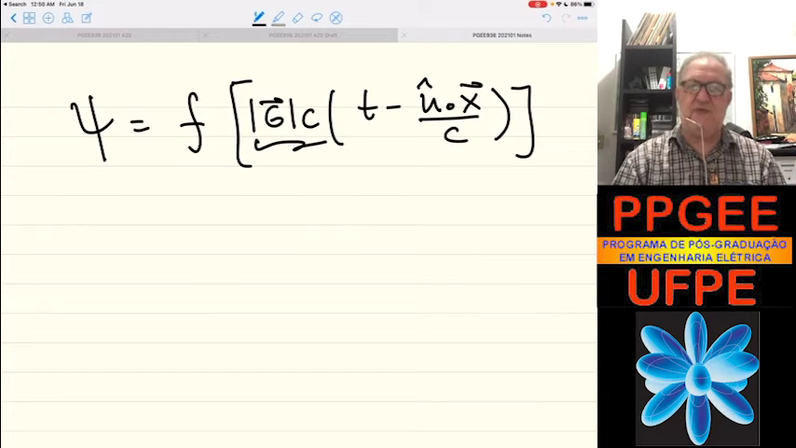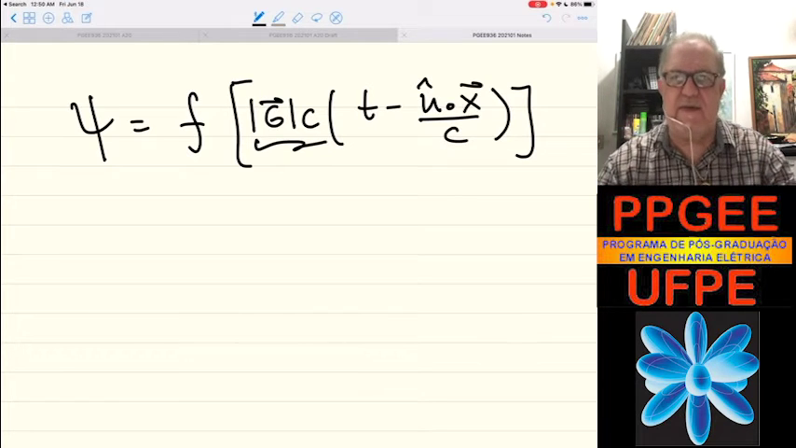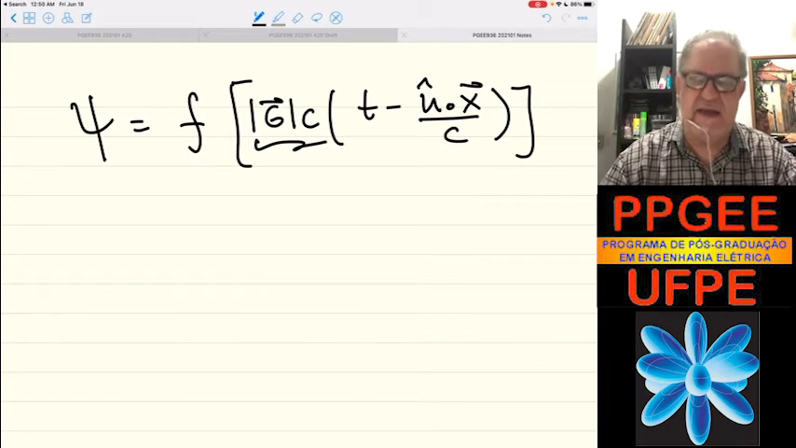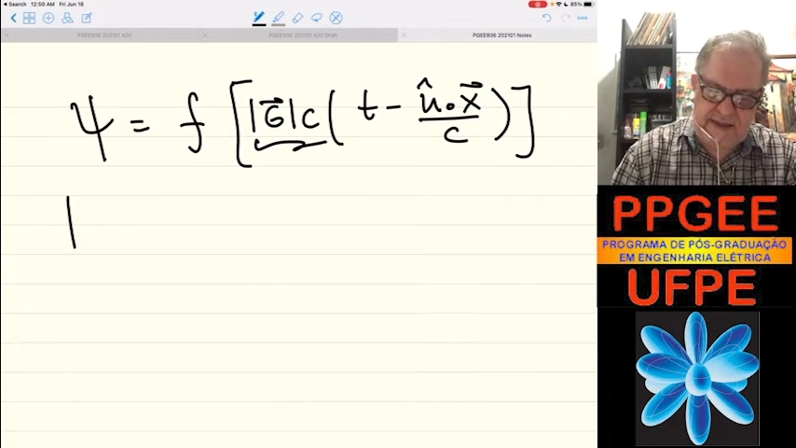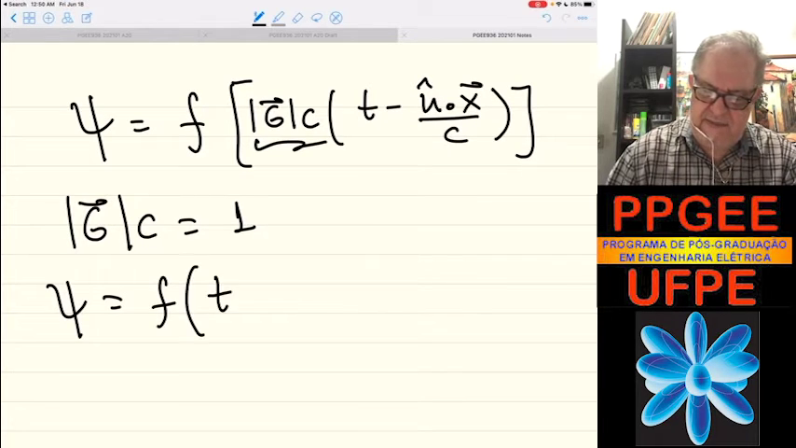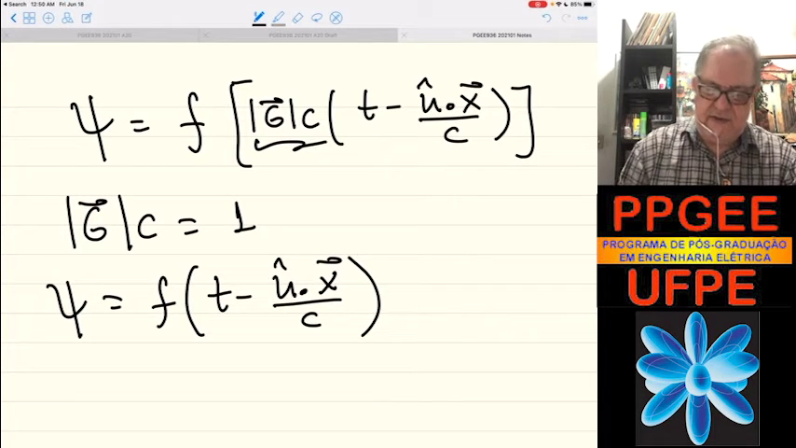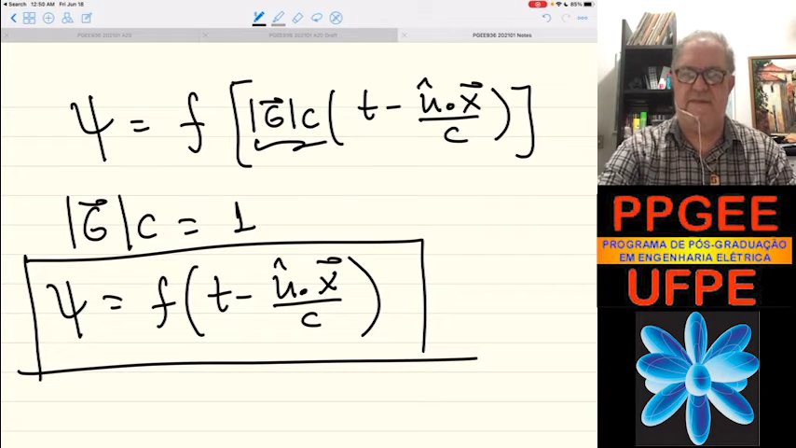Let's make this equal to 1. So this doesn't matter. This is a constant number, right? It's a scale factor. It's not going to change the result of the analysis. We want to see the behavior of this function, how it behaves in space. So let's make gc equal 1. So it's going to be psi equals f of t minus u dot x over c. So that's the form of the wave function, right?